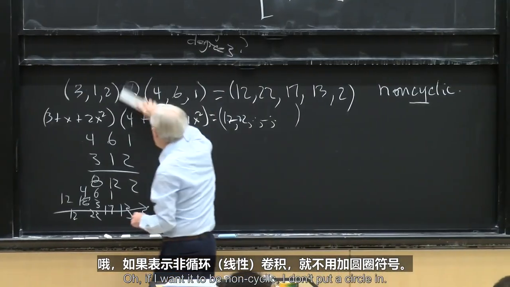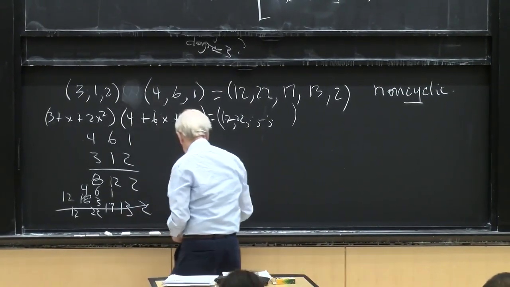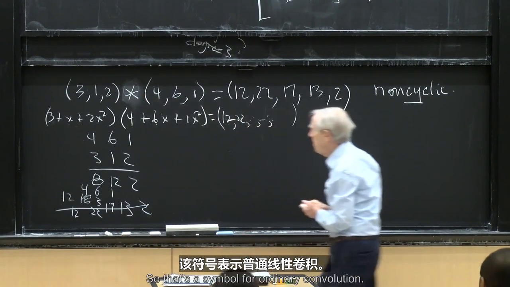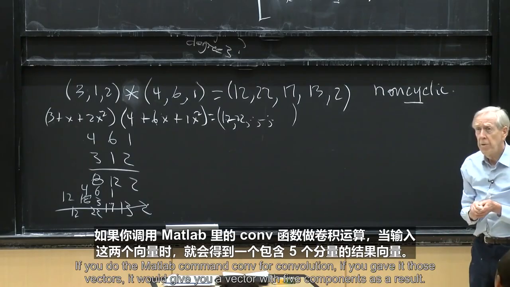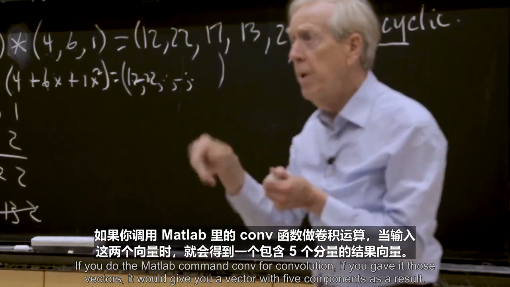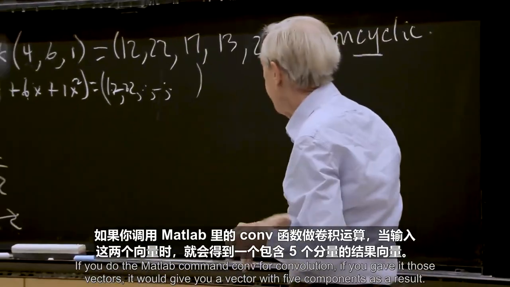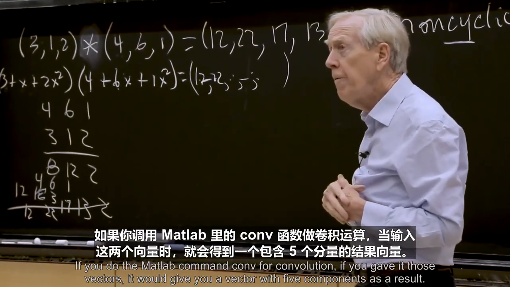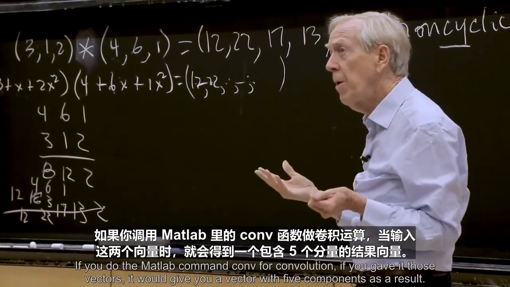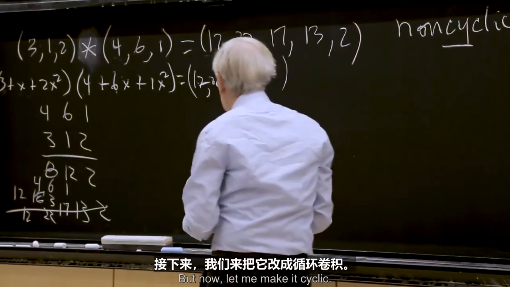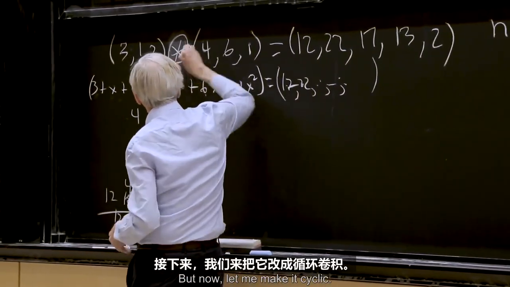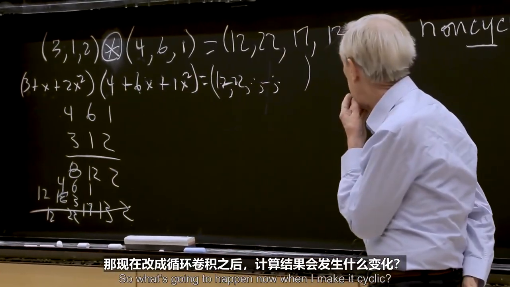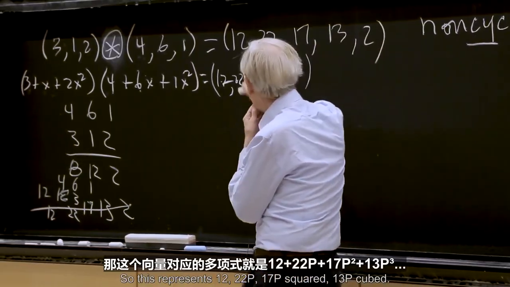So that's convolution. If I want it to be non-cyclic, I don't put a circle in. So that's the symbol for ordinary convolution. If you do the MATLAB command conv for convolution, if you gave it those vectors, it would give you a vector with 5 components as a result. But now let me make it cyclic. Okay, so what's going to happen now when I make it cyclic?